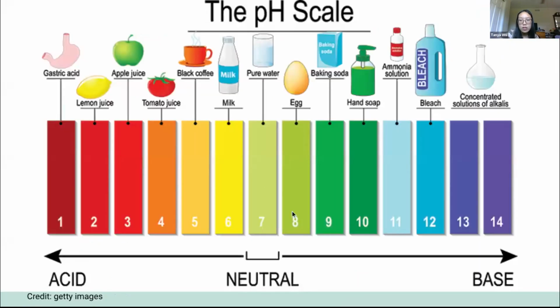So these are some examples of substances along the pH scale, and basically water is neutral all the time if it's pure water.